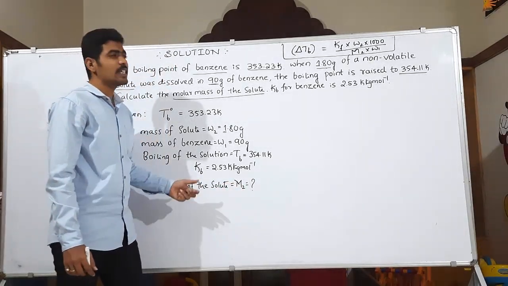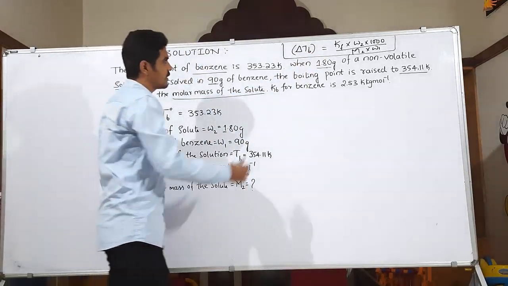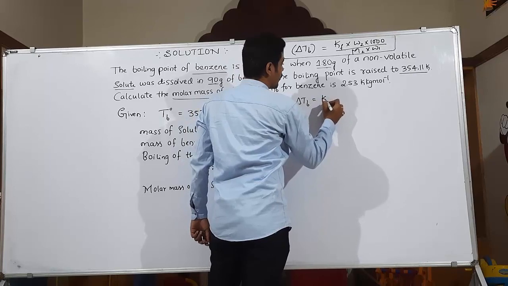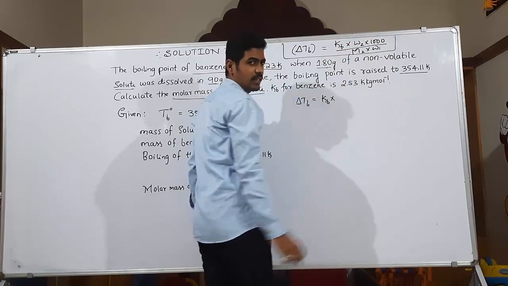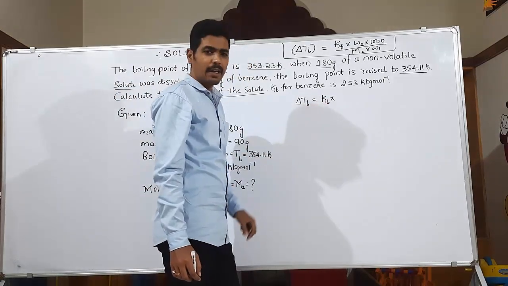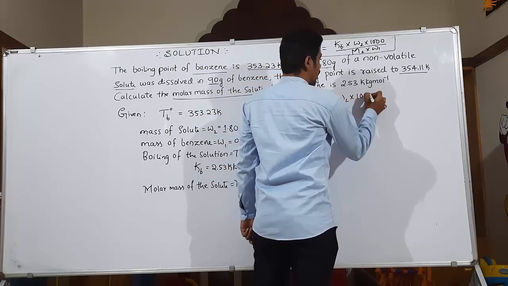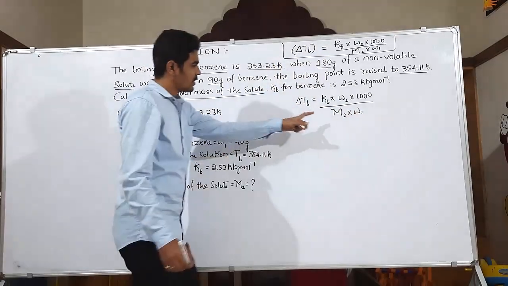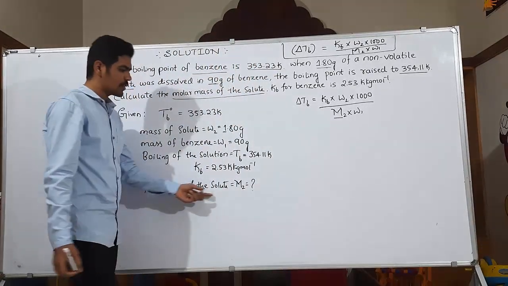So now use the formula of elevation of boiling point. What is the expression? Delta TB is equal to Kb, that is the ebullioscopic constant, into W2 into 1000 whole divided by M2 into W1. Just rearrange this equation because we need to find M2, that is the molar mass of the solute.